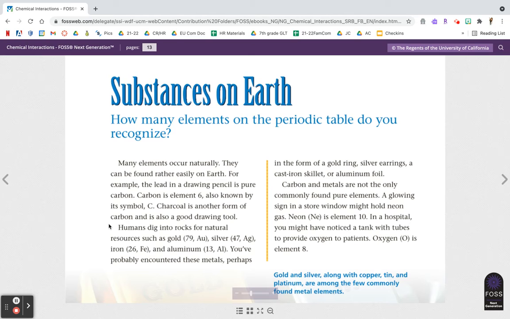Humans dig into rocks for natural resources such as gold, 79 Au, silver, 47 Ag, iron, 26 Fe, and aluminum, 13 Al. You've probably encountered these metals, perhaps in the form of a gold ring, silver earrings, a cast iron skillet, or aluminum foil. Carbon and metals are not the only commonly found pure elements.